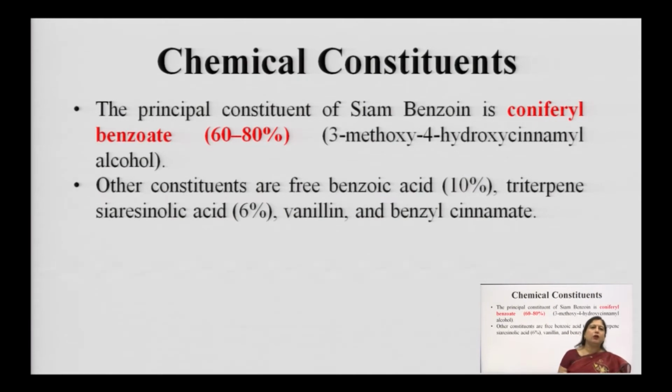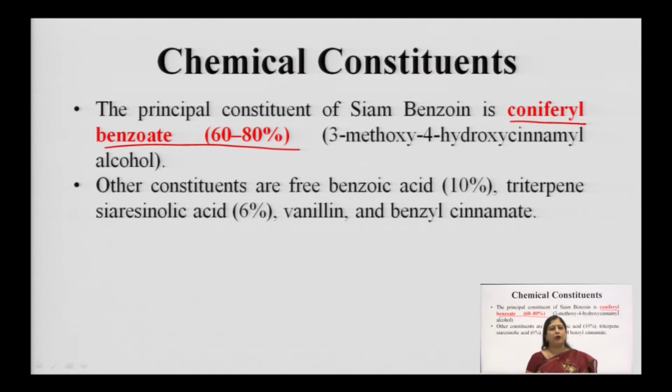The main chemical constituent of Siam benzoin is coniferyl benzoate which is present in 60 to 80%. This is the main chemical constituent. It was absent in the Sumatra benzoin, and the main chemical constituent is what?